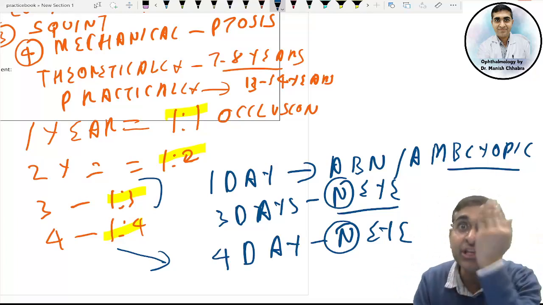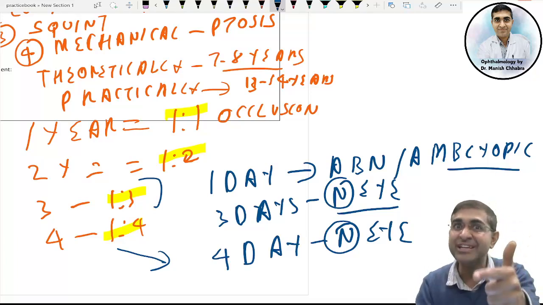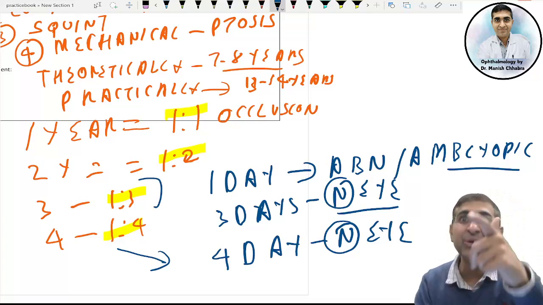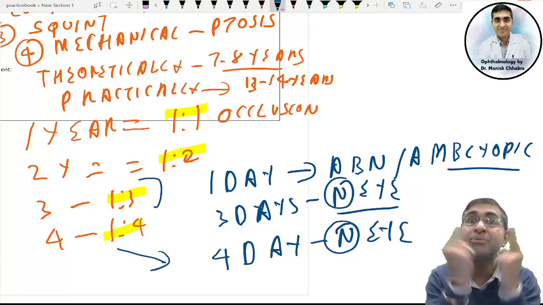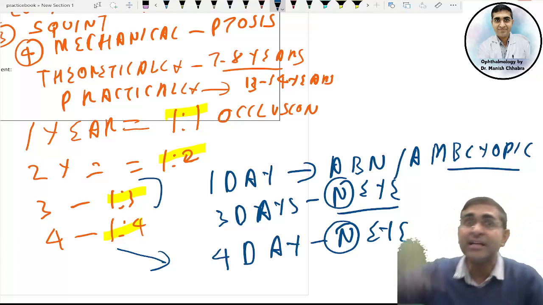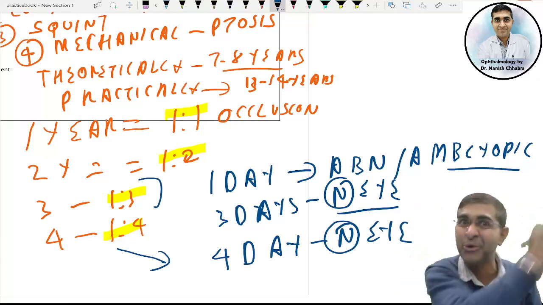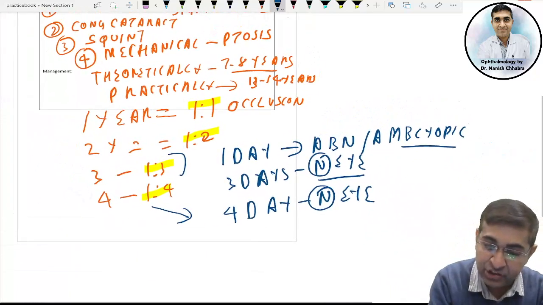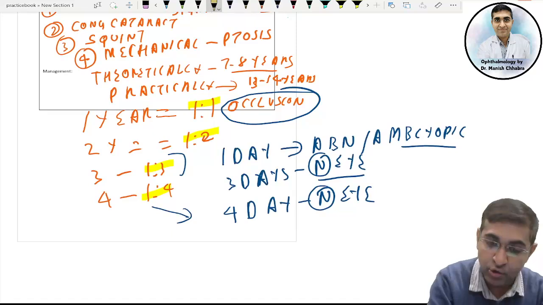But the eye which is patched, which is, my dear friend, the normal eye, the sound eye, it will go into amblyopia. So you have to keep stimulating both the eyes, but you have to stimulate the amblyopic eye more. Have you got this? So this is one way by which you can treat amblyopia.